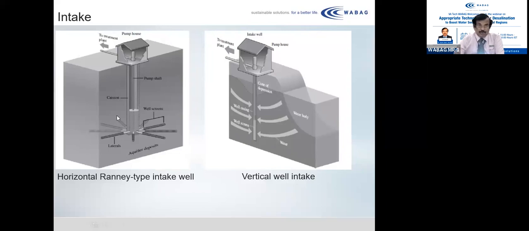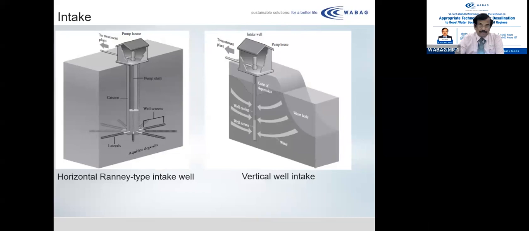But the one shown on the left side is a horizontal Ranney type intake well. This is to increase the area. You can see there are a lot of laterals at the bottom, and the laterals bring in more area for filtered water to enter and come into the well area. So this is very much suitable for a place where there is a coral base, or the permeability of the soil is very good.